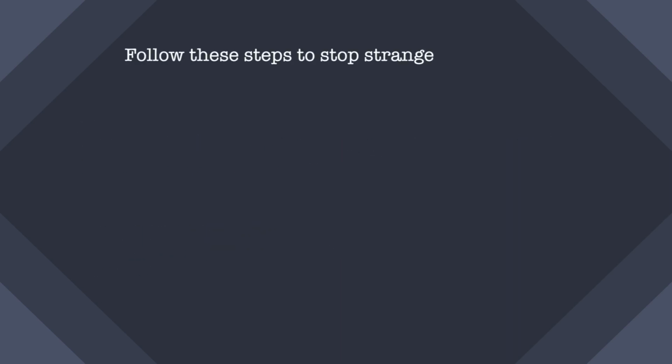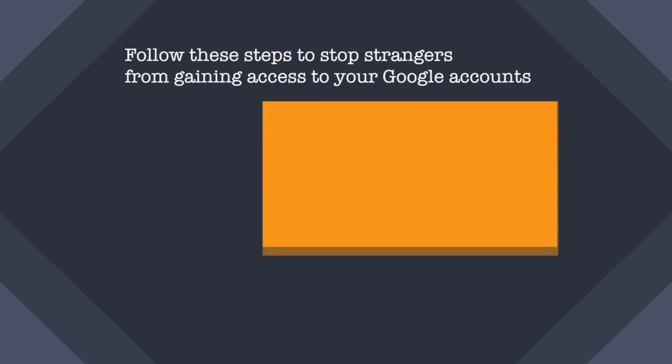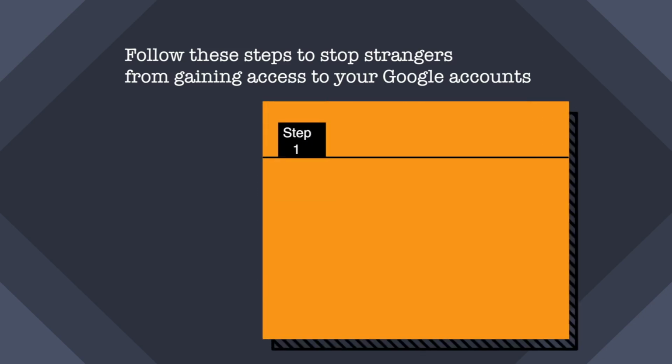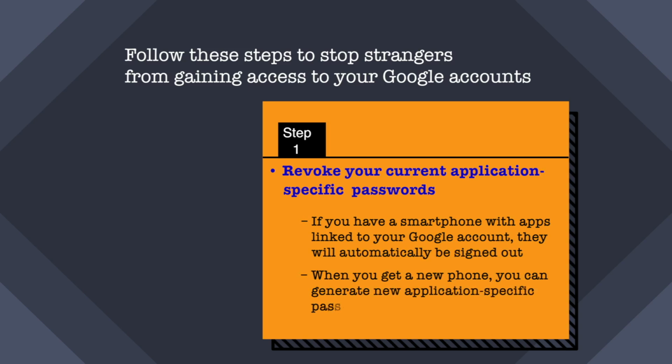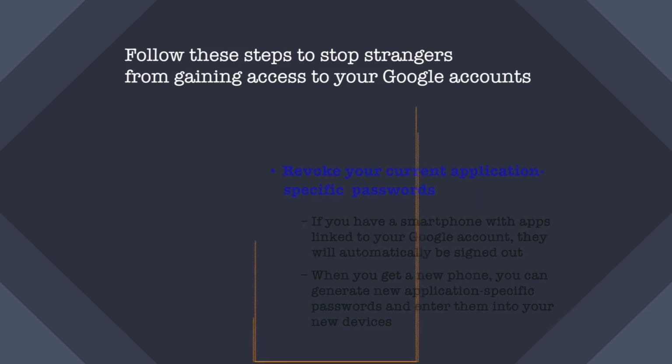So you can follow the following steps. First of all, the number one step that you have to do is revoke your current application specific password. If you have a smartphone with apps linked to your Google account, they will automatically be signed out. When you get a new phone, you can generate new application specific passwords like we generated in the previous slides. You can go through the process again and enter those application specific passwords on the new devices.